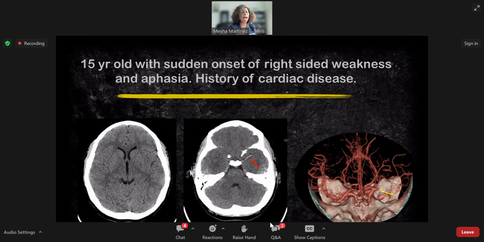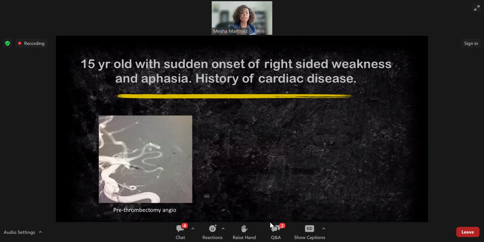Whenever looking at vessels, whenever, however, wherever, please, please, please do a 3D, because you're not really getting the full concept of what that vessel is doing on 2D images alone. So make it your practice, whether it's MR, whether it's CT, to do a 3D vessel reconstruction. And so here we can see a cutoff of the left M1 segment of the left MCA.